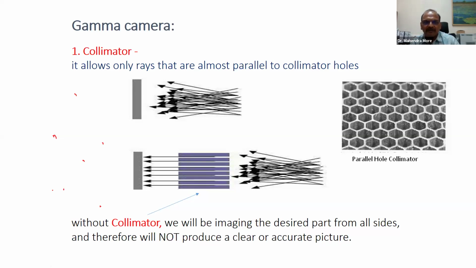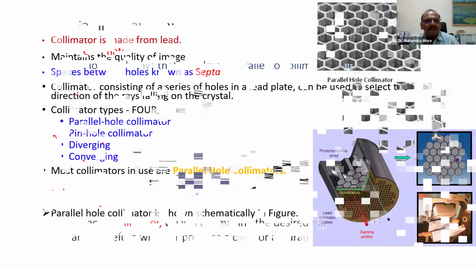If you don't have the collimator, and if you try to image directly, you won't be able to image any particular region. You will acquire the image, but you won't be able to diagnose the disease because you will get the photons from all directions. So the photons which are not coming from a parallel view will be avoided by the use of the collimator.